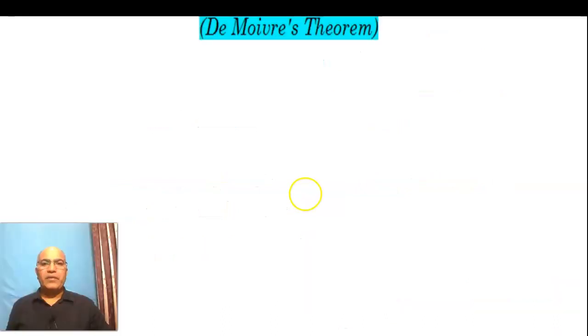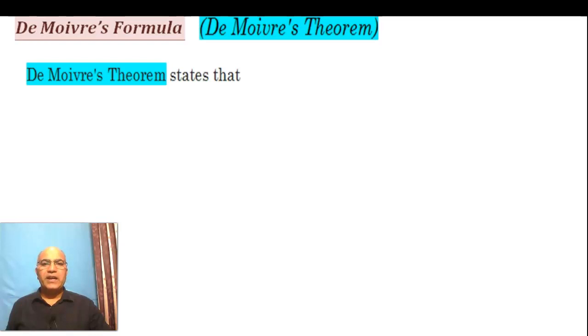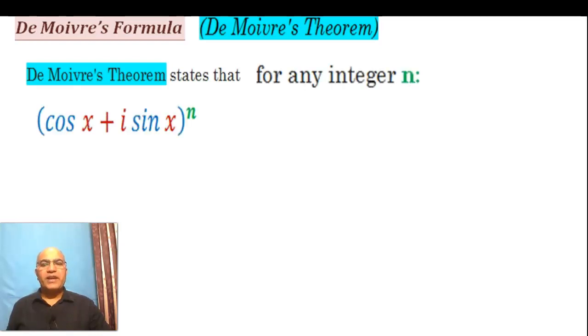Next is de Moivre's theorem or de Moivre's formula. It states that for any integer n, cos x plus iota sin x raised to power n equals cos nx plus iota sin nx. That is, the power on the left side is multiplied by the angle on the right side.